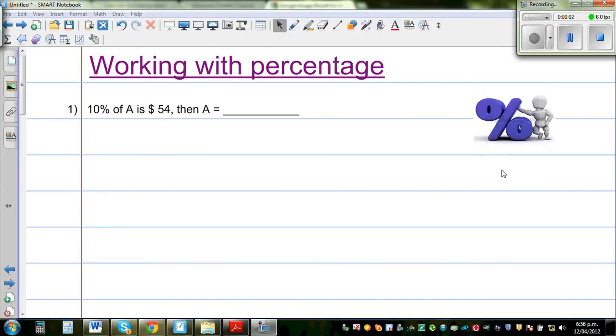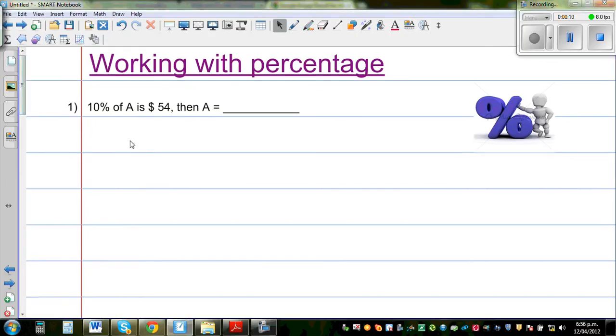Let us again look at some examples on percentages. We want to do a few questions where a percentage of a quantity is given. What they're saying is 10% of something is 54, and we want to find 100%. So let's write what's given: 10% of something is given to be $54. Now our question is, what is 100%?